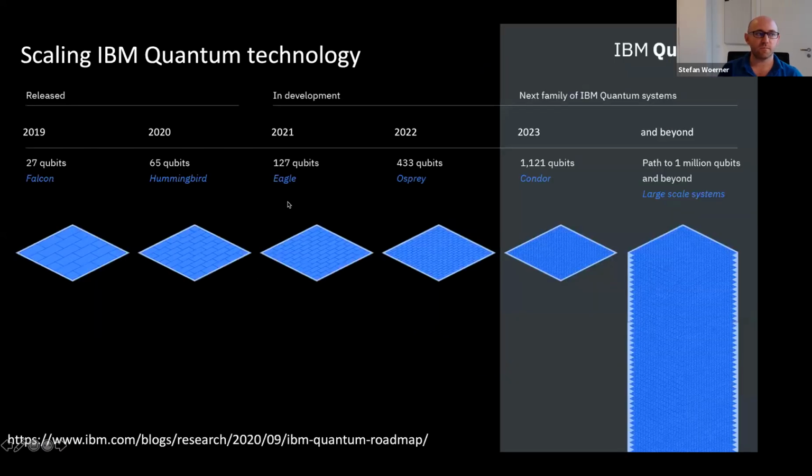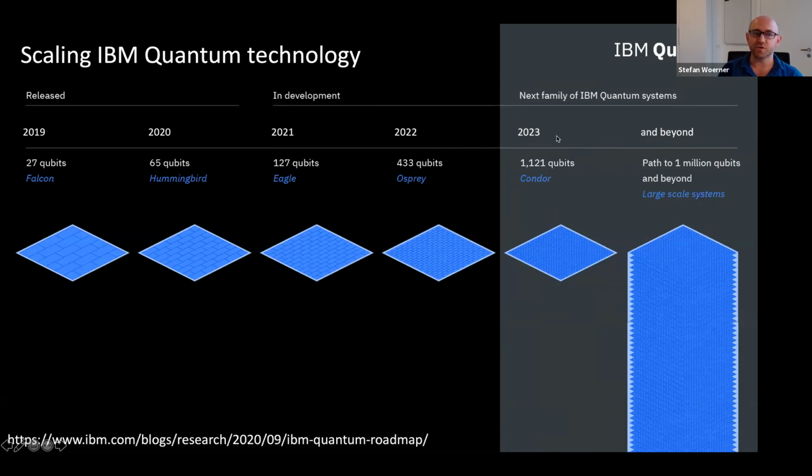Now, recently we released the IBM roadmap on how we want to scale our quantum hardware. And here you see in 2019, we released this 27 qubit chip. This year we released the 65 qubit chip. Then next year we plan to release 127, then 433 qubits. And then in 2023, we plan to exceed 1,000 qubits.